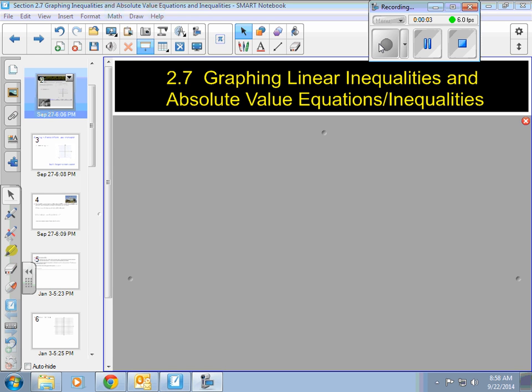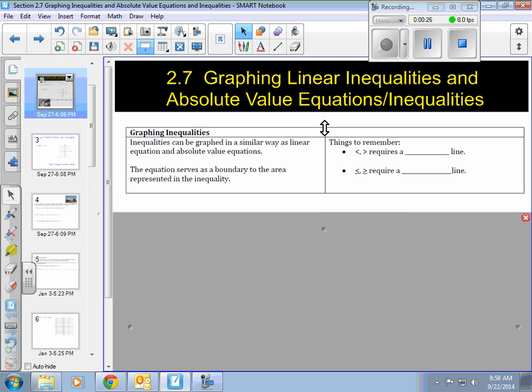We're going to go ahead and start our last section in chapter 2, section 2.7, graphing linear inequalities and absolute value equations and inequalities. So your objective or learning target for today is to be able to graph two variable inequalities and absolute value equations and inequalities. So we just need to refresh how to graph linear inequalities.